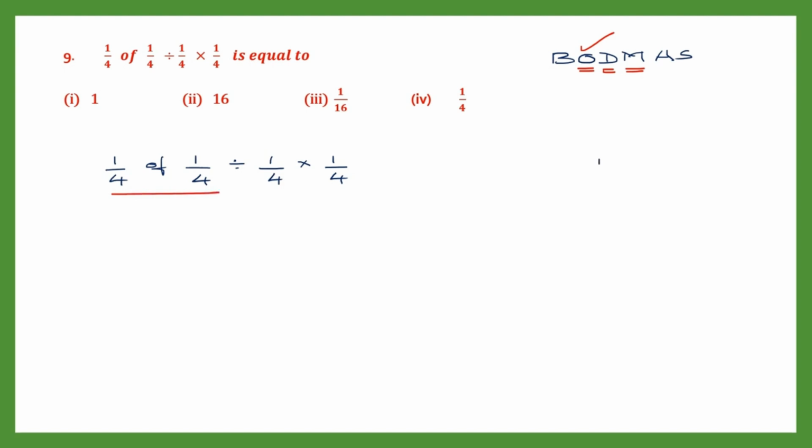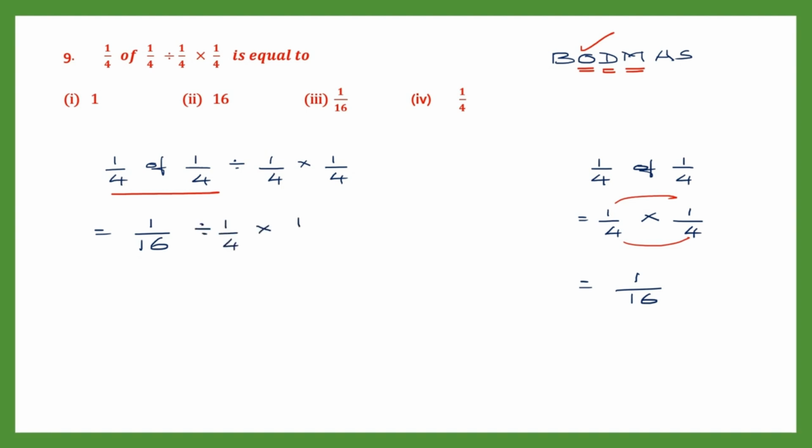So that is 1 by 4 of 1 by 4. This is equal to 1 by 4 of means multiplication by 1 by 4. Now let's multiply the numerators and the denominators. So 1 into 1 is 1, 4 fours are 16. So we've got 1 over 16 in the place of this. So let's write that here. So 1 over 16. The rest will remain the same. So divided by 1 by 4 into 1 by 4.